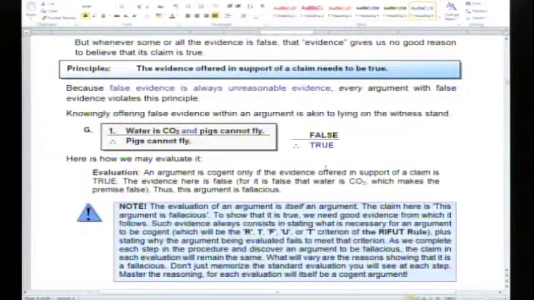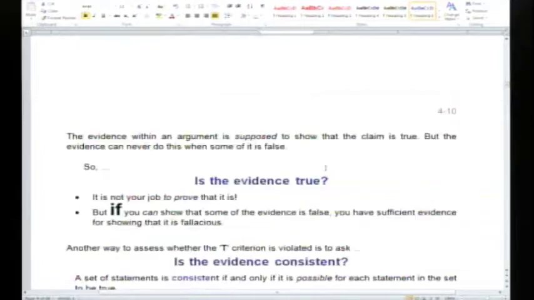Is a valid argument, but it's not a good argument. And the reason why it's not a good argument is it violates the principle that says the evidence offered in support of the claim needs to be true. And the reason why it's bad evidence here is because, well, water is not CO2. Does that make sense? Okay. This is a very explicit example, but we'll see how this works.